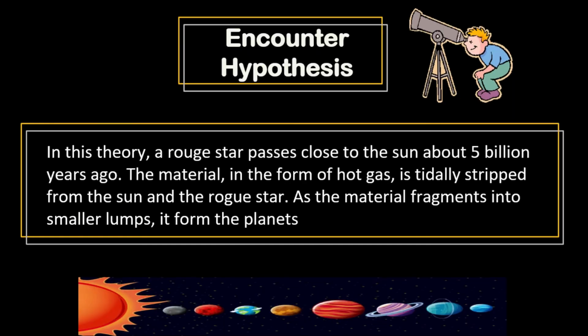Next is encounter hypothesis. In this theory, a rogue star passes close to the sun about 5 billion years ago. The material in the form of hot gas is tidally stripped from the sun and the rogue star. As the material fragments into smaller lumps, it forms the planets. So let's find out now this encounter hypothesis. So paano ba yun nangyari? So here is our illustration of the encounter hypothesis.